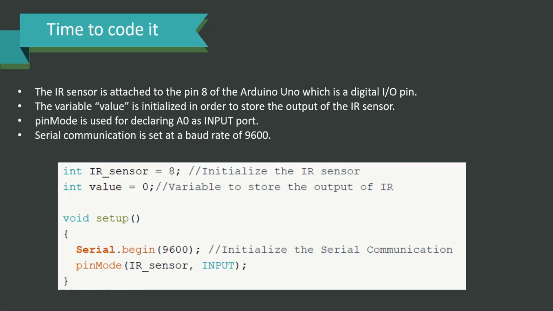The first line is nothing but IR underscore sensor. It is a variable and we have used pin 8. Here we have initialized value equal to 0. It is again a variable and it is used to store the output of the IR sensor. Getting into the setup, we are setting up the baud rate and the next line we are setting up the IR sensor as input port. The IR underscore sensor has been made as input port and it is the A0 pin that we are going to use here.